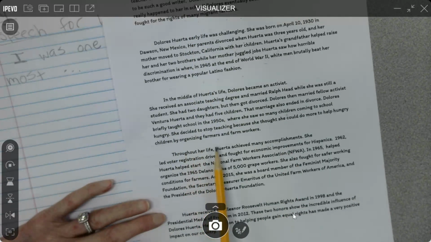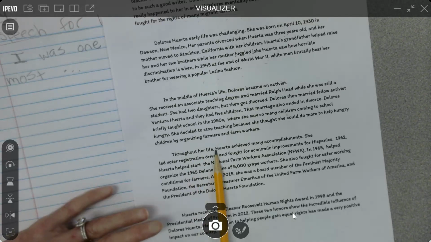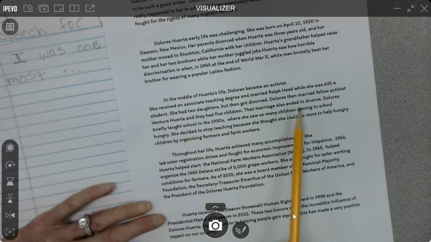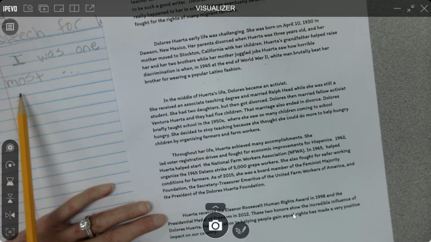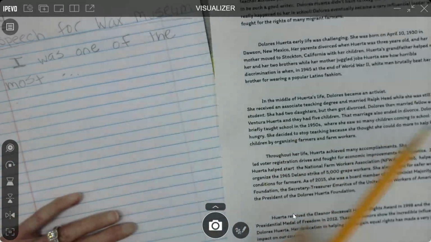Again, I don't need to copy down my entire essay in first person form. I'm simply going to take my most important details and I'm going to transfer them onto my piece of notebook paper. This is going to be my speech.